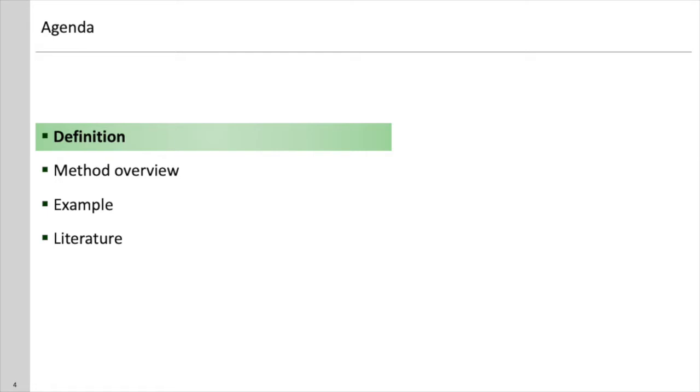I'll start with some definitions and some repetitions of what we've learned way back in lecture 1. Then I'll give you a quick method overview of how to plan the evolution, which we then apply using our example of CCT, Christoph Columbus Travel. What does planning the evolution mean there? And some literature at the end.